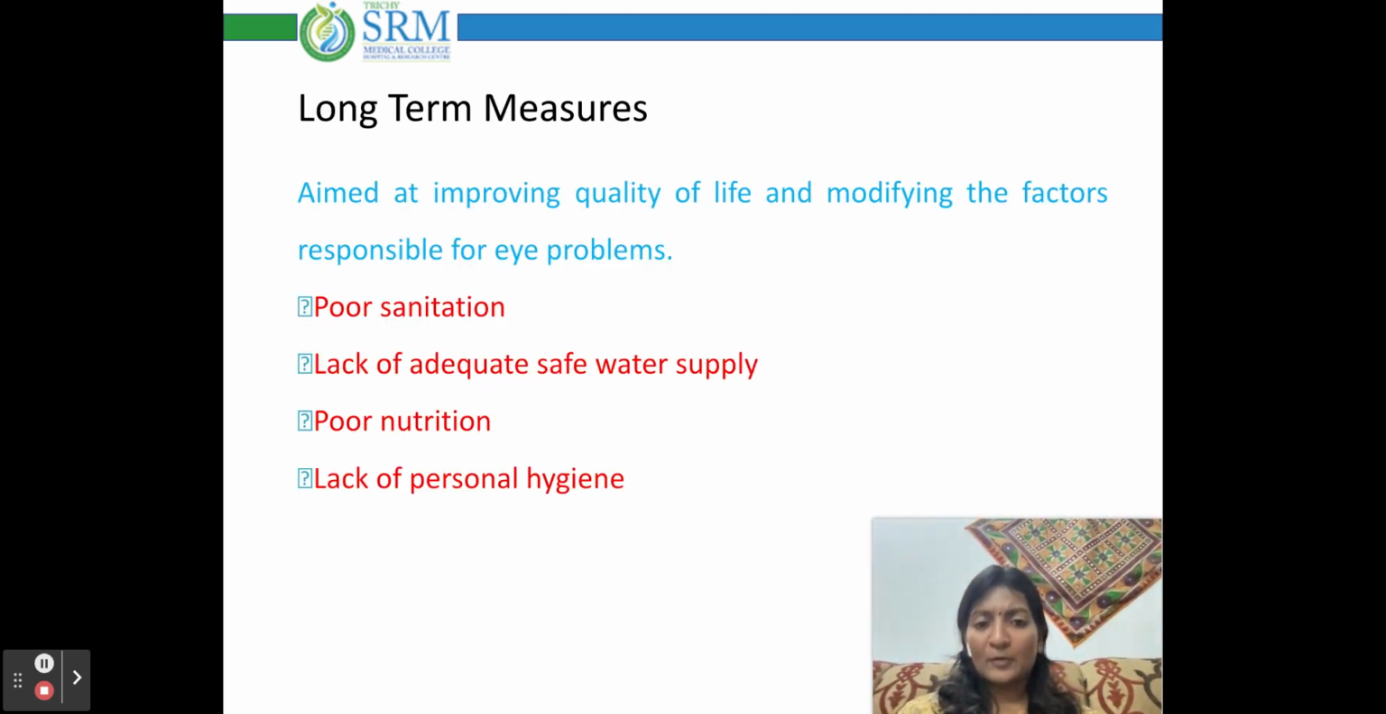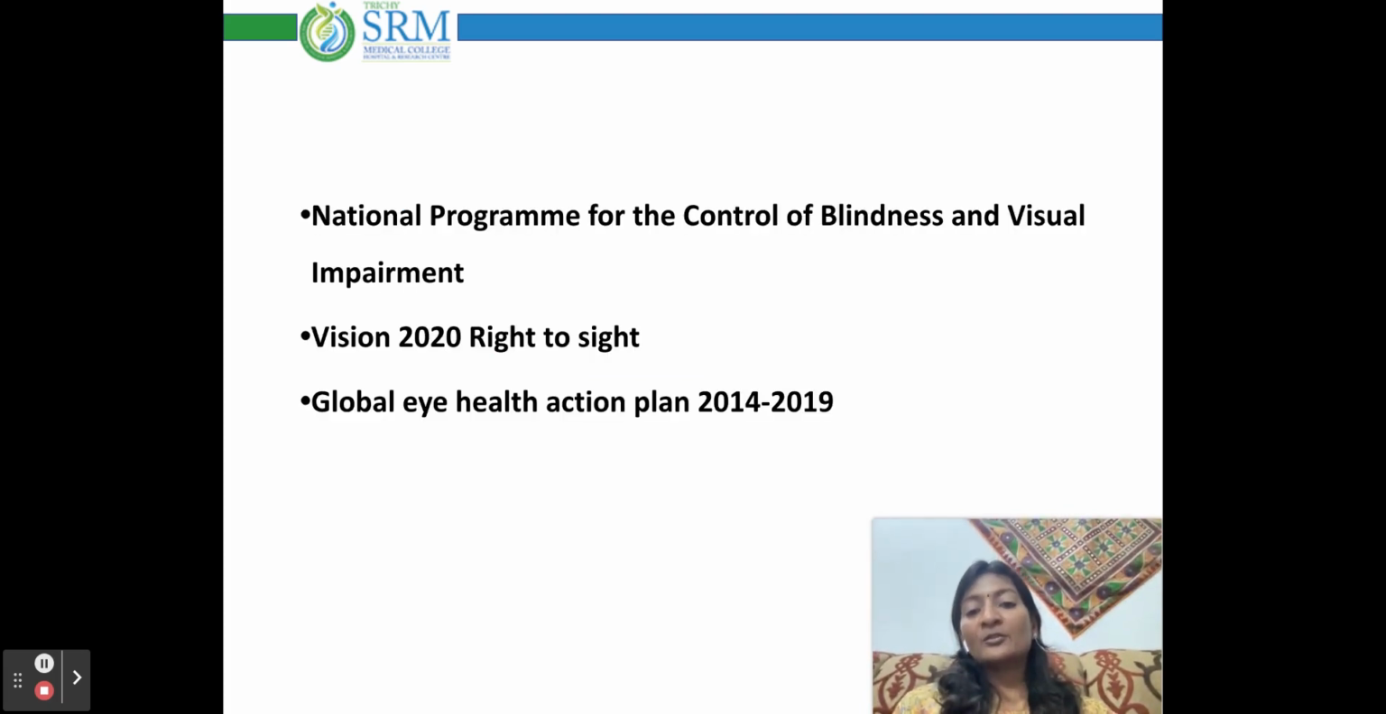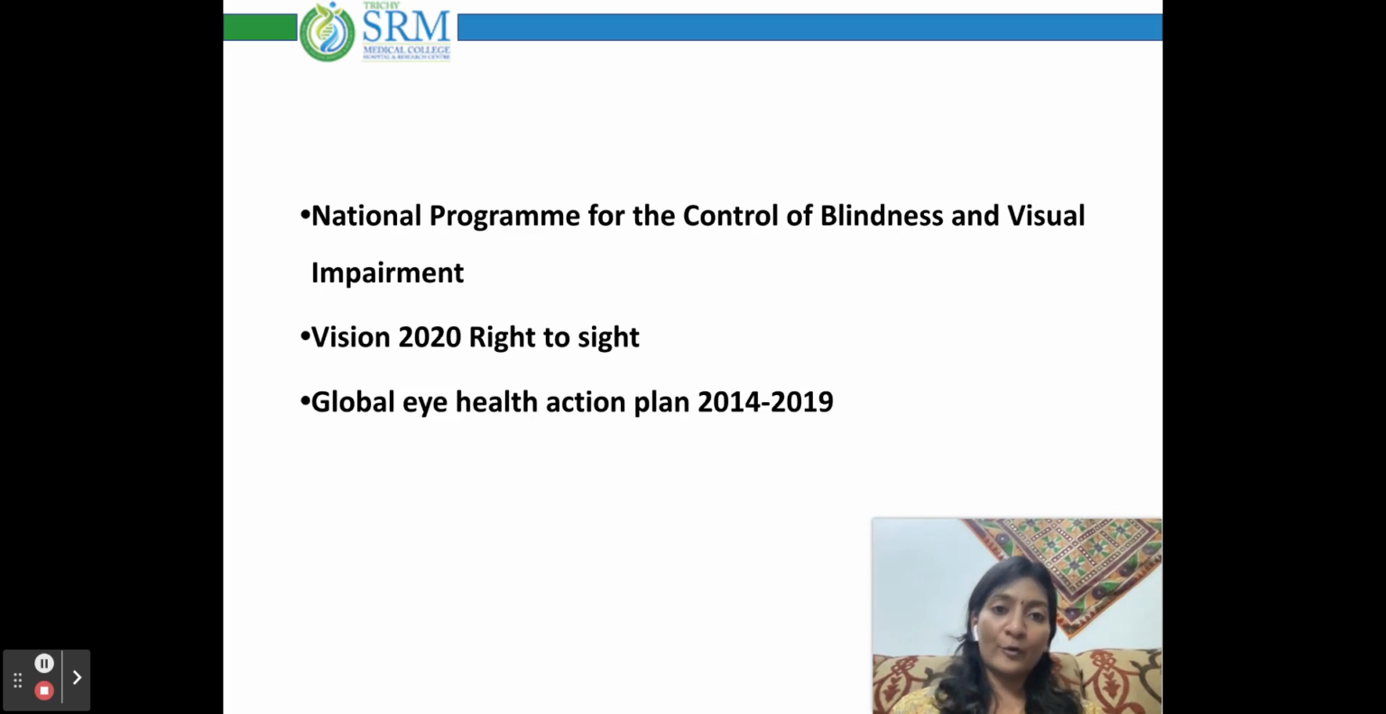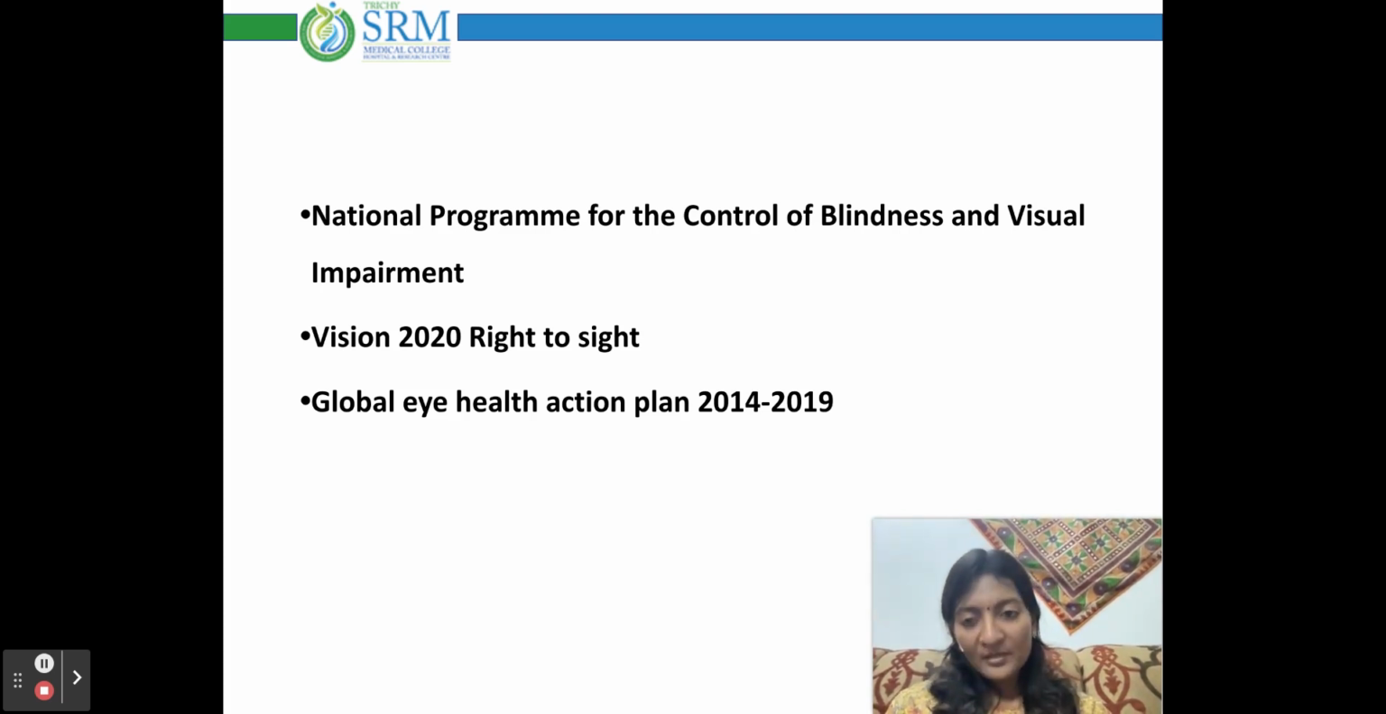Long-term measures are aimed at improving the quality of life and modifying the factors responsible for eye problems. Poor sanitation, lack of adequate safe water supply, poor nutrition, and lack of personal hygiene are the main issues to be addressed. So, the National Program for Control of Blindness and Visual Impairment, Vision 2020 Right to Sight, and the Global Eye Health Action Plan of 2014 to 2019 are a few of the programs which mainly aim at the prevention of blindness. Thank you.